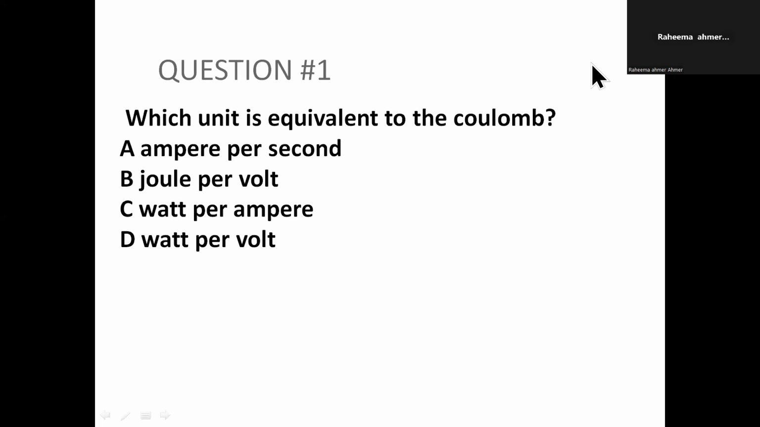In this video I'm going to solve question 1 only, and in the upcoming videos I will solve just one question each, so that it becomes easier for you to understand. So question number 1: which unit is equivalent to coulomb?